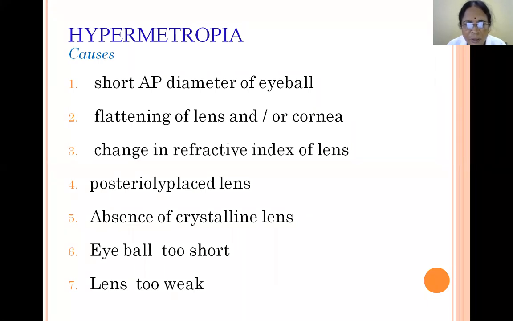Therefore, the focus is not proper, and the image is forming behind the retina. The focusing power of the lens is too weak, and the eyeball diameter is too short. Therefore, the image is falling behind the retina, because the diameter of the eyeball is less.